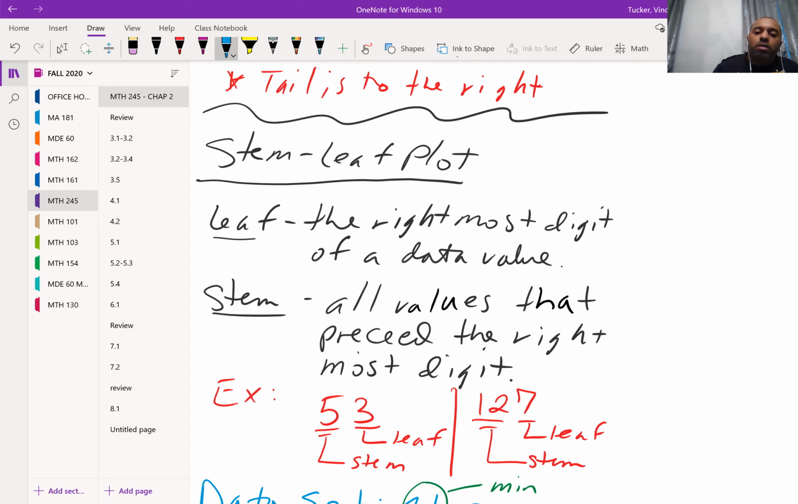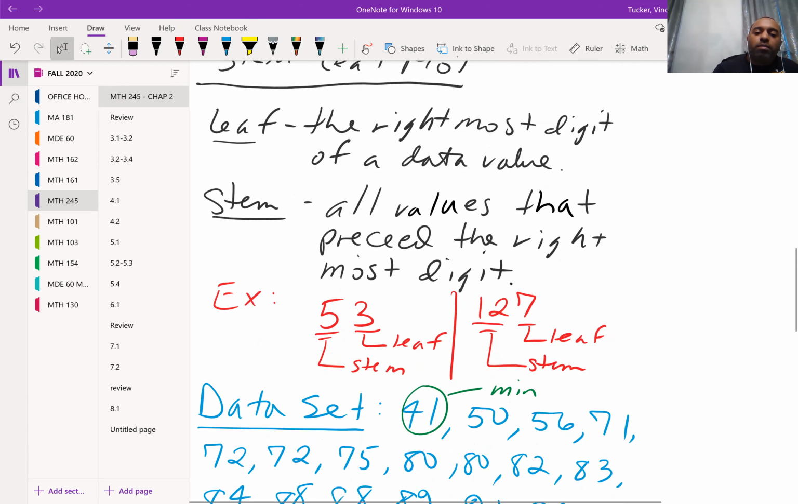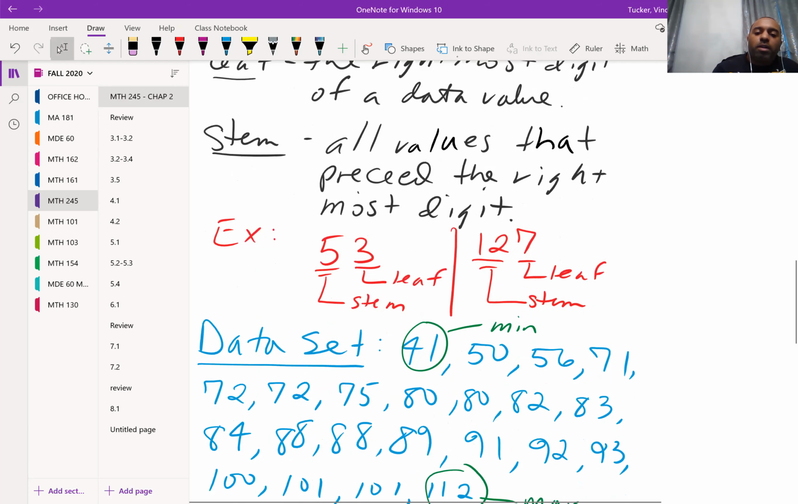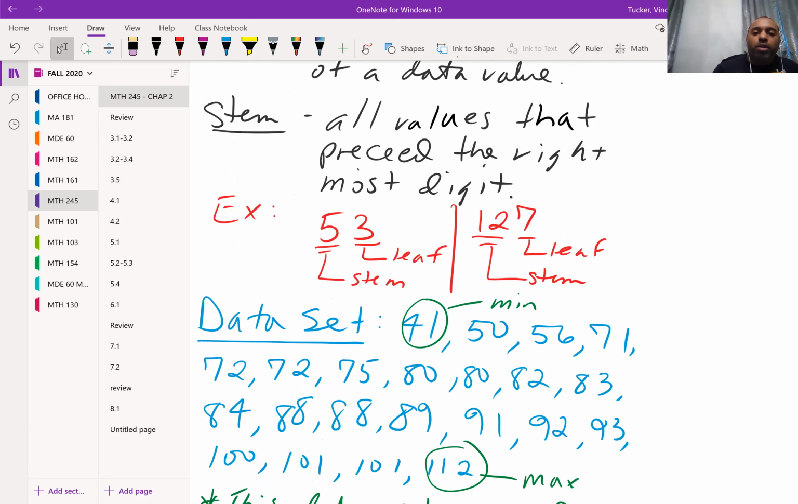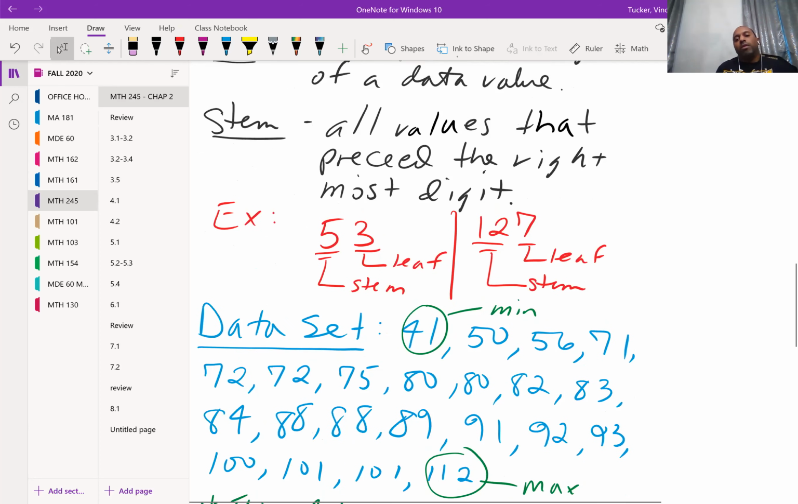All right. Everybody okay if I scroll up? Let's put this into work. So here's our data set. We're going to do a stem leaf plot of this data set: 41, 50, 56, 71, 72, 72, 75, 80, 80, 82, 83, 84, 88, 88, 89, 91, 92, 93, 100, 101, 101, and 112. So they're all in order, but of course your data set does not have to be in order when they give it to you. I just happen to do it this way.